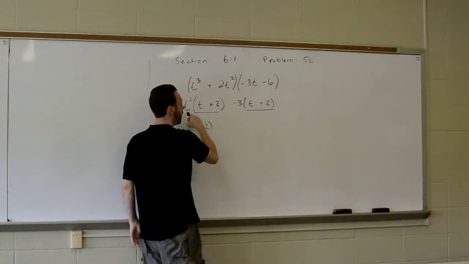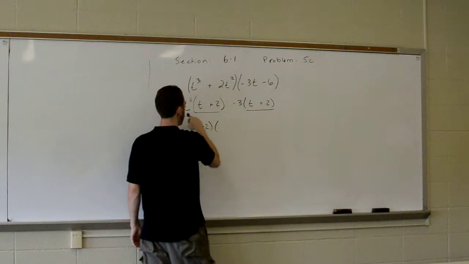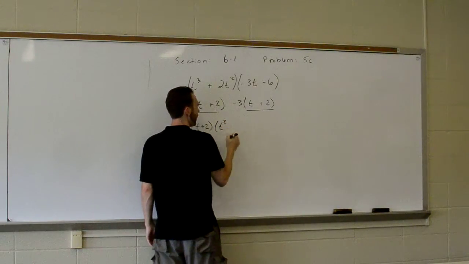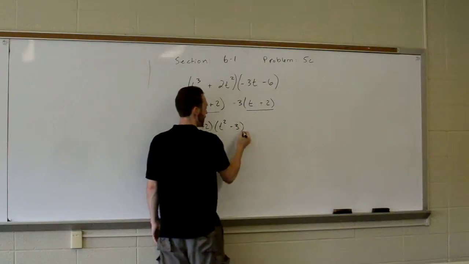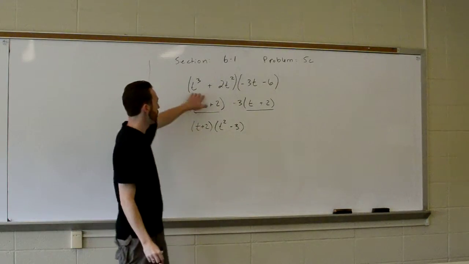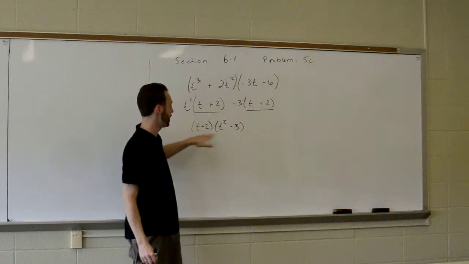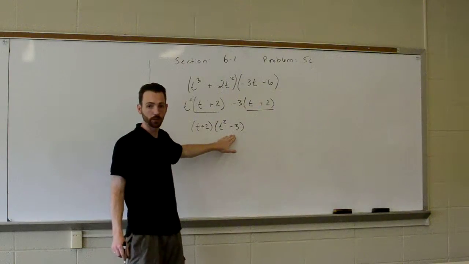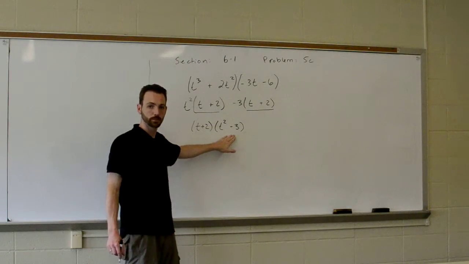we write it out front, and we're left with what's left on the outside. So this first one has t squared on the outside, the second one has minus 3 on the outside. So when we factor this by grouping, we end up with these 2 binomials. Good.